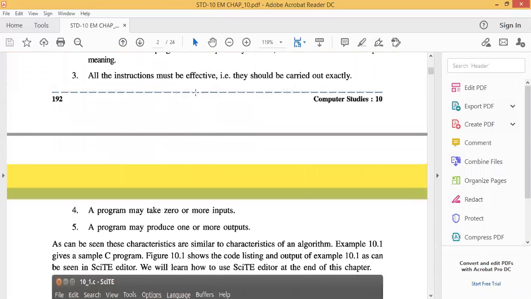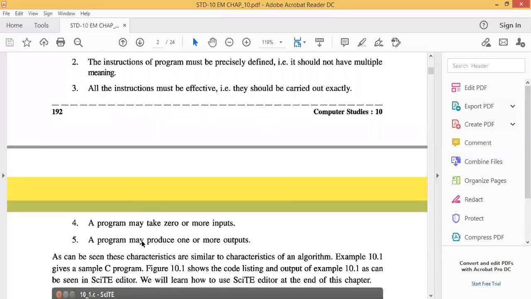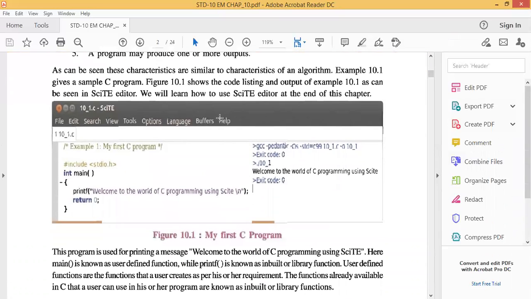Why are we writing a program? When we give some instructions, we want a specific output from the computer. So the program should have a specific number of steps. The instructions should be clear. All instructions should be effective. If a program takes input, then only it will give output. So it may take 0 or more inputs and a program may produce 1 or more outputs. As you can see, these characteristics are similar to the characteristics of an algorithm.